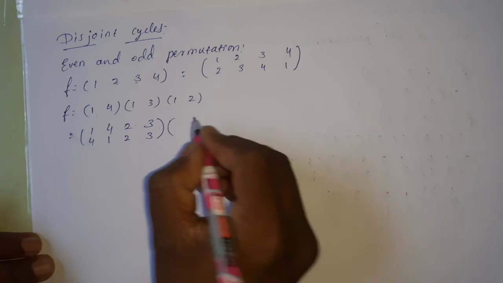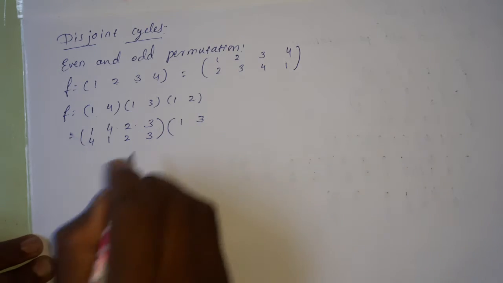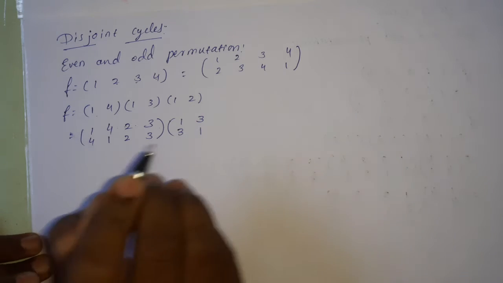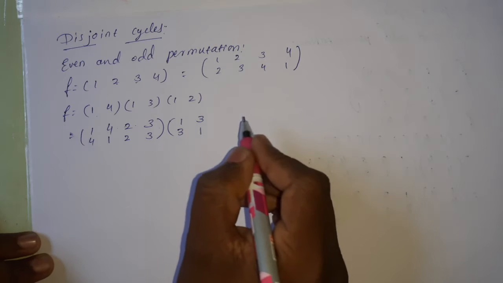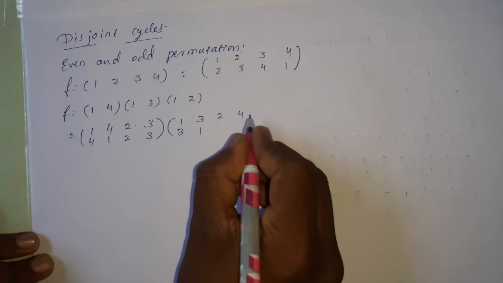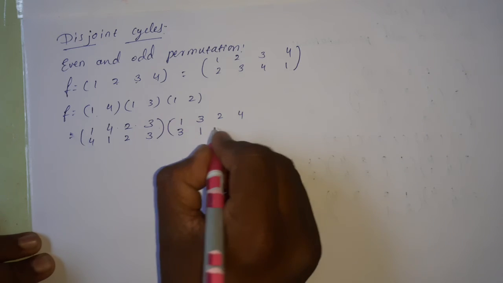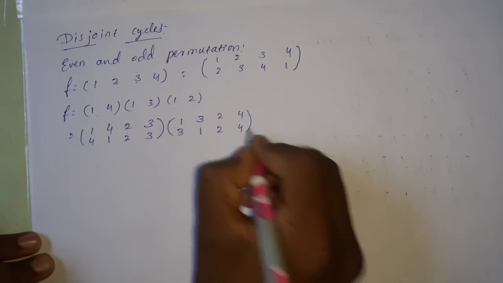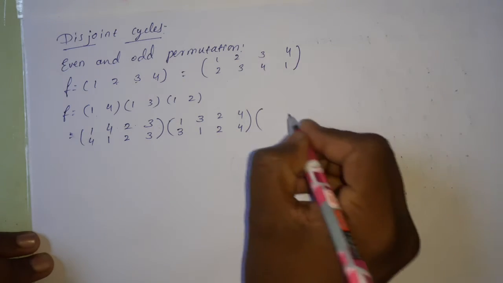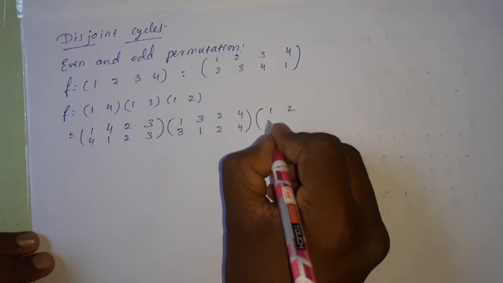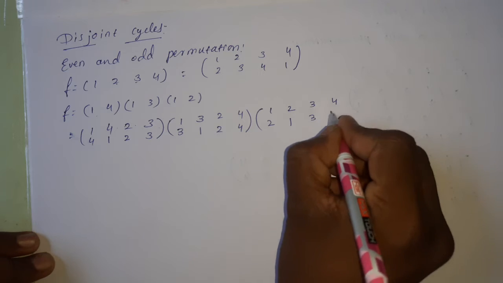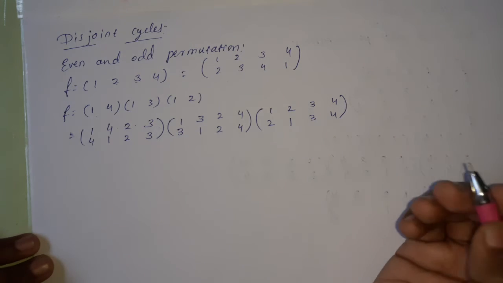Then next one is (1 3), means image of 1 is 3 and 3 is 1. Then 2 more elements are remaining, they are 2 and 4. So they have no images in the second transposition, therefore consider their images as themselves. Then (1 2), image of 1 is 2, image of 2 is 1, and 3 and 4 are remaining, so here also 3 and 4 map to themselves.